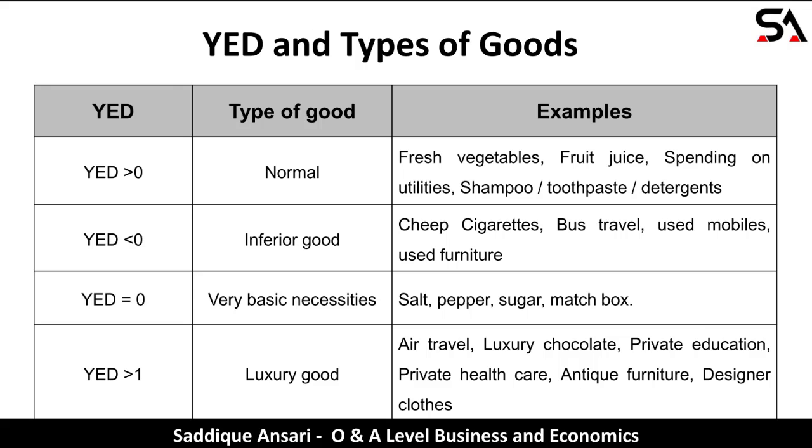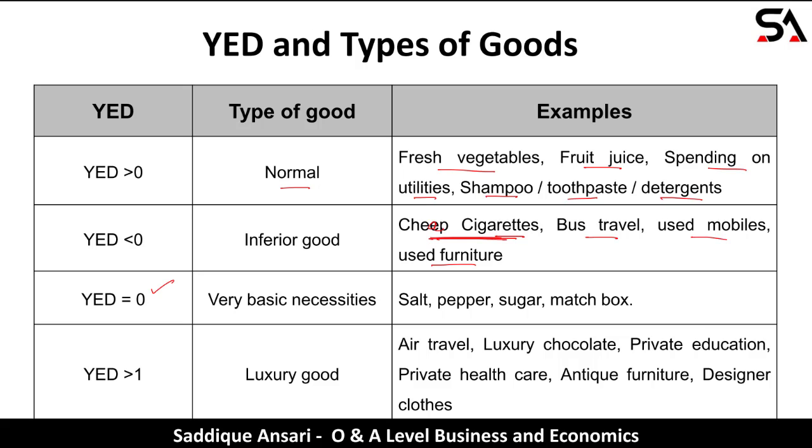Alright, so these are some of the examples of normal goods: fresh vegetables, fruit juices, spending on utilities, shampoo, toothpaste, detergents. These are all normal goods. When income of people will increase, they would like to buy more of the normal goods. Inferior goods: cheap cigarettes, bus travel, used mobile phones, used furnitures. These are inferior goods. And when income of people will increase, they will stop buying these products and they will shift to the normal goods.